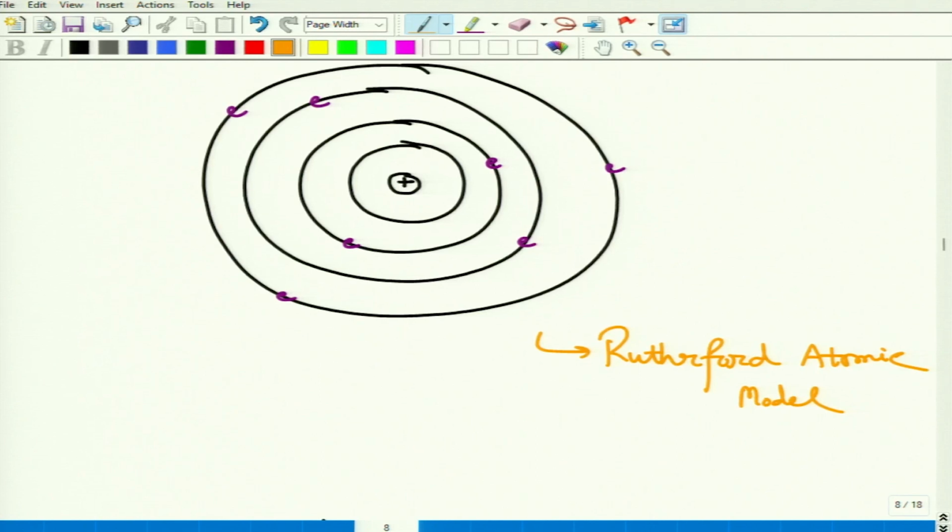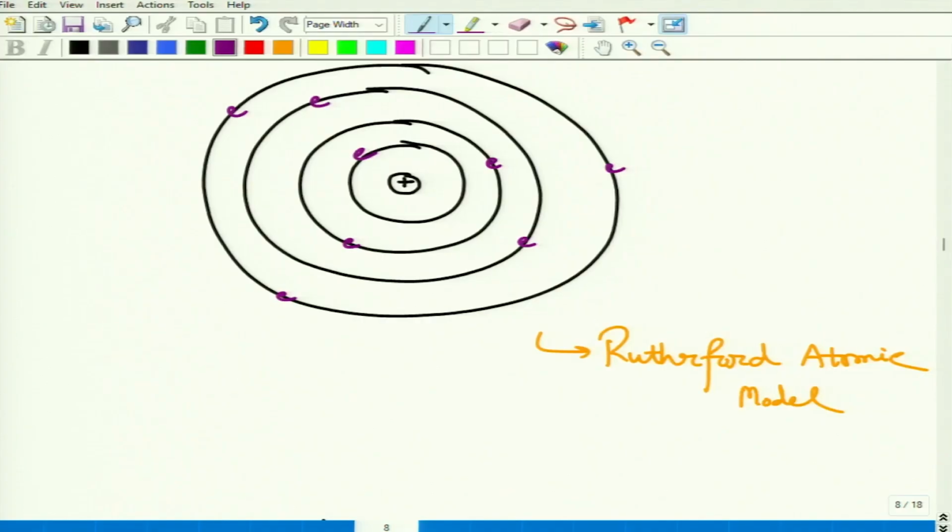Also, in the solar system model, in one orbit only one planet can be present, but here in one orbit more than one electron can be there. Here there are 2 electrons, and there may even be 32 electrons. We will study that further. So this is also a dissimilarity.